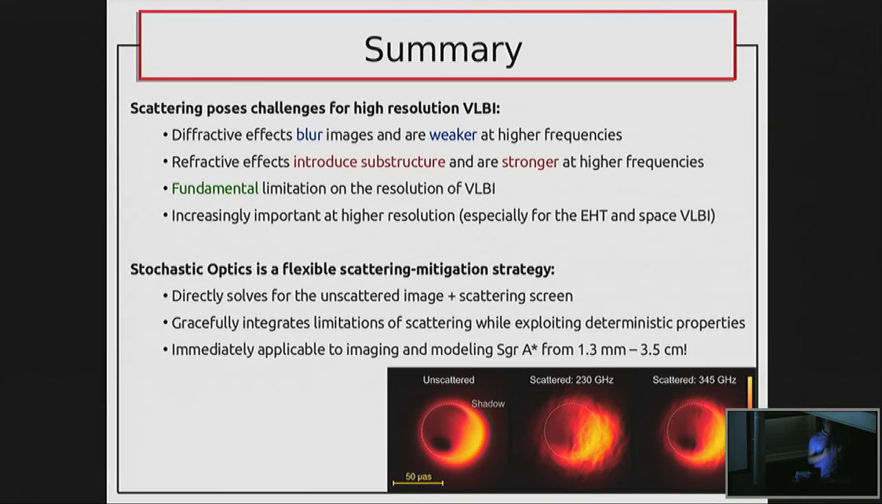And the other thing is that this is an increasingly important effect as you go to the highest angular resolutions, so with space VLBI and projects like the EHT. And with stochastic optics, we're directly solving for the unscattered image and these refractive perturbations. And you're sort of integrating the limitations of scattering, but also using the many deterministic properties to get a pretty good representation of the unscattered image.